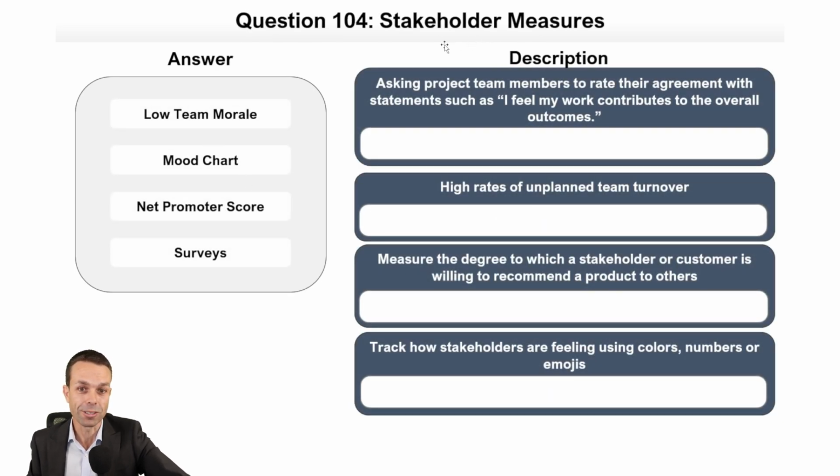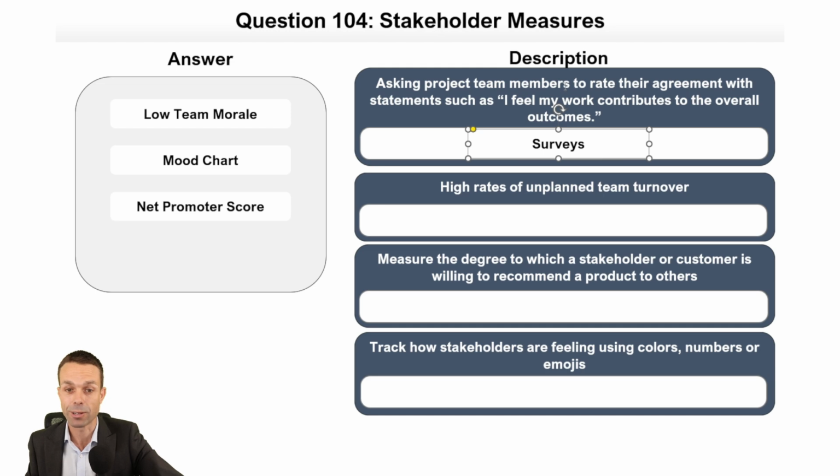Measuring stakeholders. Asking project team members to rate their agreement with statements such as, I feel my work contributes to the overall outcomes. We're sort of measuring their engagement or how they're feeling about the project. If it's just a question, we might be doing that with a survey. We can always change that if we need to.